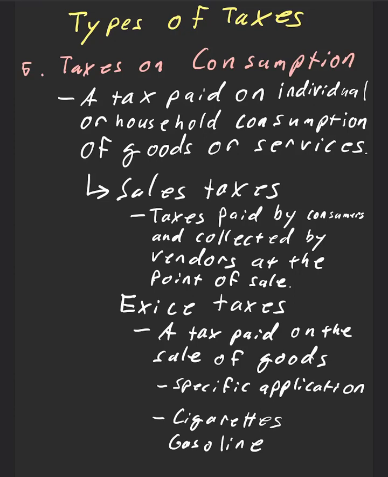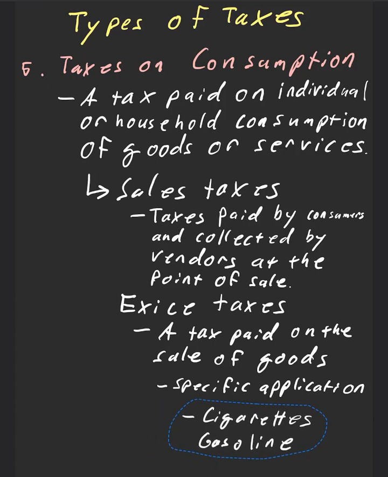This is sales tax, right? So this is a tax paid by consumers, collected by vendors on behalf of the state at the point of sale. So, yeah, just your classic sales taxes here. An example, or maybe better to call it a near relation, is an excise tax. So that's a tax paid on the sale of goods, but it's specifically applied to particular goods. Good examples of this are cigarettes or gasoline. So if you hear of things like sin taxes, that's talking about an excise tax.